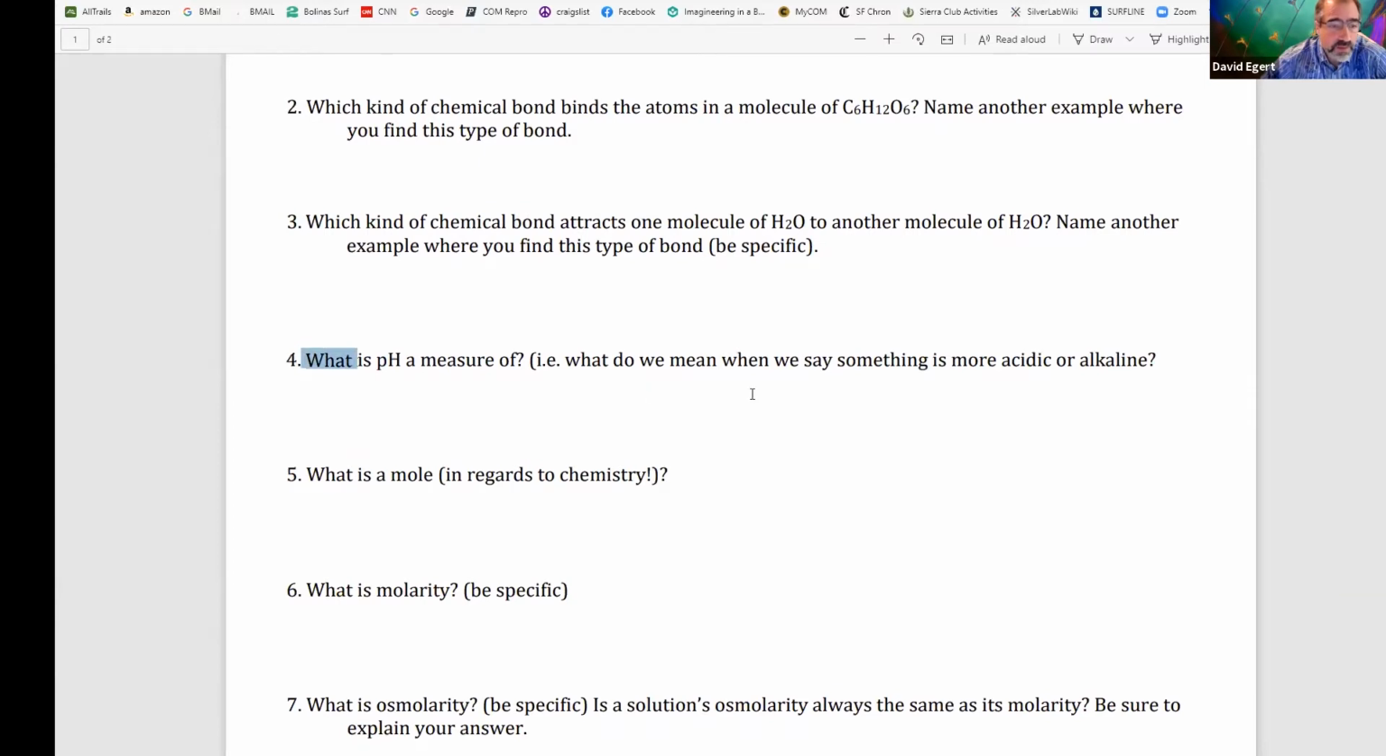pH. A lot of times people ask, what does pH measure? What does it mean, alkaline or acid? Some people went circular: acid means the pH is less than 7, but what does it mean? At the core of it, what are we actually measuring? Hydrogen ions, the hydrogen ion concentration. I wanted you to be able to say that more acidic means a higher hydrogen ion concentration, compared to more alkaline, which is less.